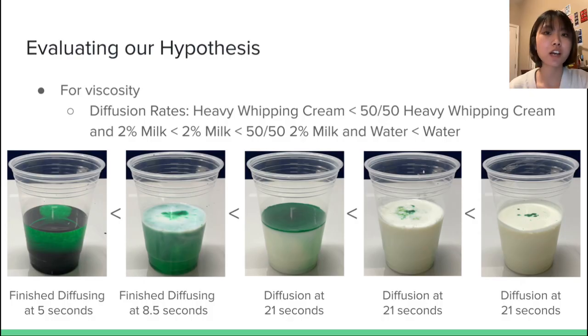Looking at the different viscosities, we can see that our lowest viscosity liquid, which is our water, fully diffuses within 5 seconds. This shows that it has the highest or fastest diffusion rate. On the other hand, our highest viscosity liquid, which is our heavy whipping cream, shows close to no diffusion, and it also shows no sign of the food dye sinking towards the bottom of the cup. This confirms our hypothesis that the lower the viscosity of the liquid, the higher the diffusion rate.